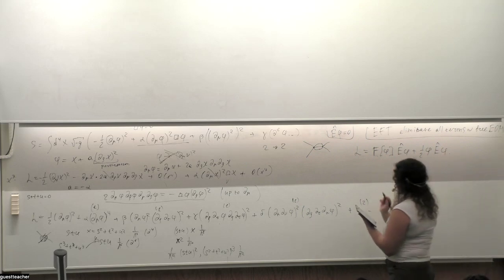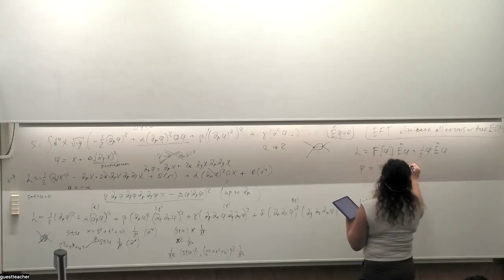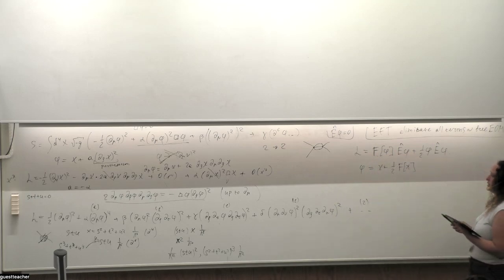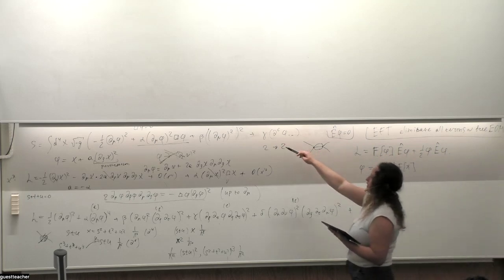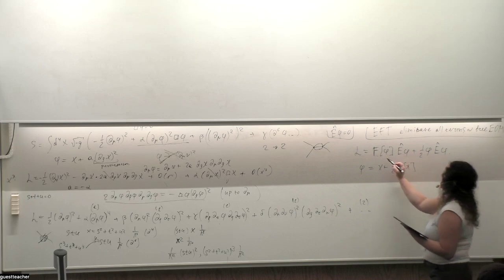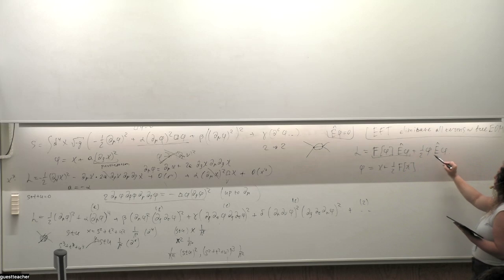Then I can make a field redefinition of the following form: phi equal to chi plus 1/2 f of chi. And simply doing the same trick as we did with the shift symmetric scalar, eliminating the cubic term, we can explicitly get that this term will be eliminated, because the same term will appear from the kinetic operator of the field phi. So we can achieve this cancellation.